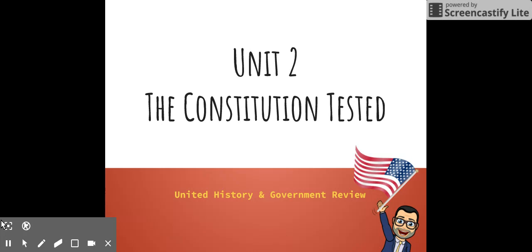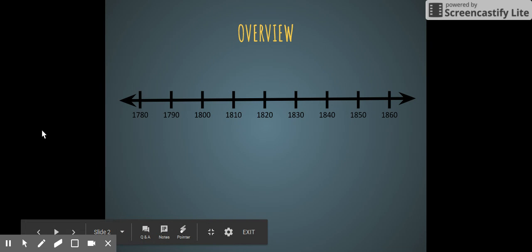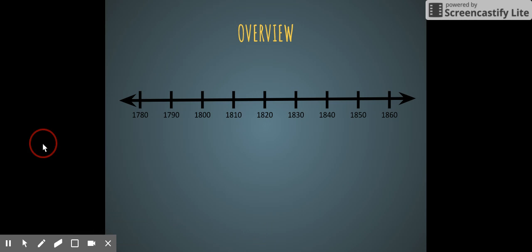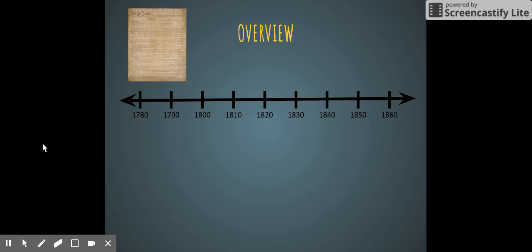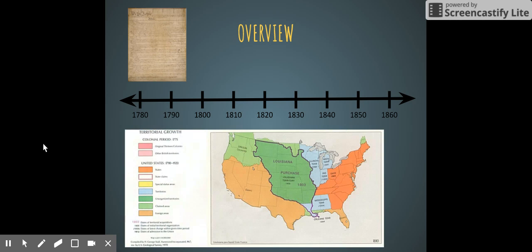I'm going to jump right in and talk about an overview of the unit real quickly. We're talking late 1700s to the 1860s. We're going to look at how the Constitution is really put to the test here. We're going to look at expansion. We're looking at the nation growing.